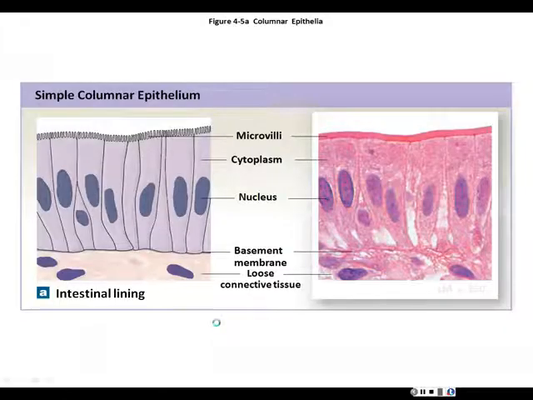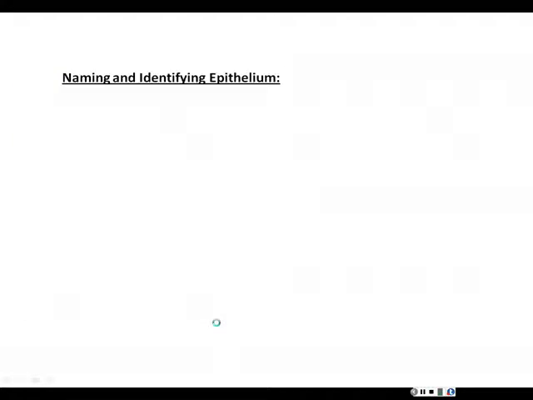Okay, so now that we've talked a bit about where to find epithelium, let's talk about the different types of epithelium. Epithelium is classified in two ways. First, by the number of layers of cells, and second, by the shape of the cells in the epithelium. If you take a look at the number of layers of cells in the epithelium, you have simple epithelium, in which you just have a single layer of cells.